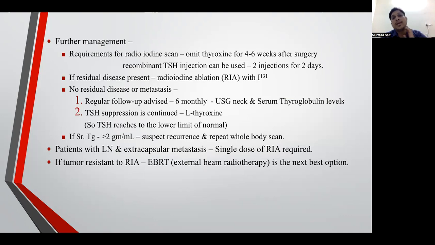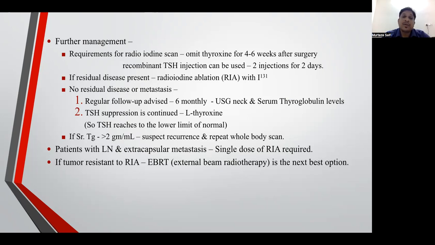Six monthly USG neck and serum thyroglobulin level should be done. Then TSH suppression is continued. During L-thyroxine therapy, TSH is brought to the lower limit of normal. If serum thyroglobulin is more than 2 nanograms per ml, recurrence is suspected and the whole body scan is repeated. So this follow-up is important.